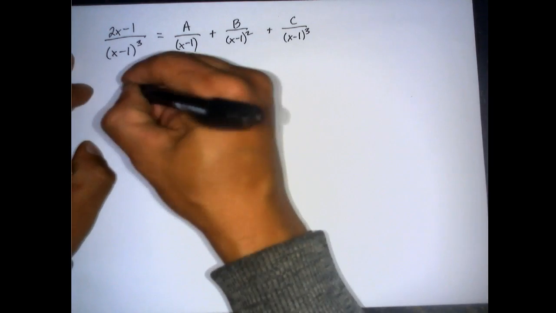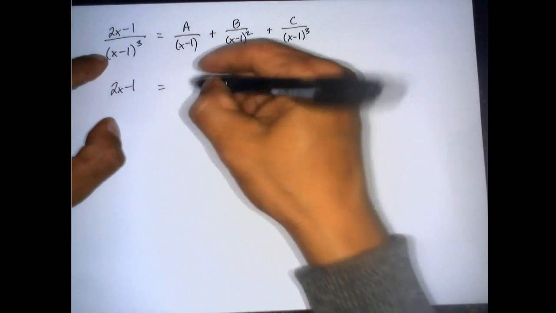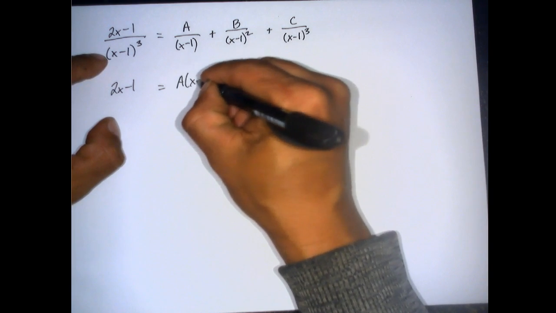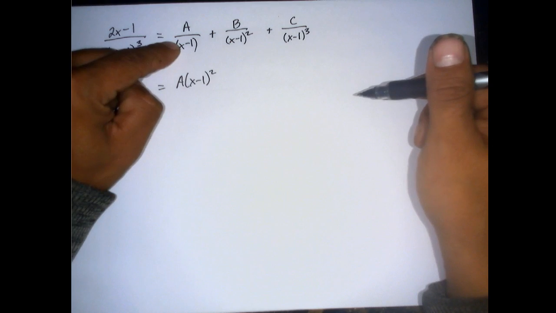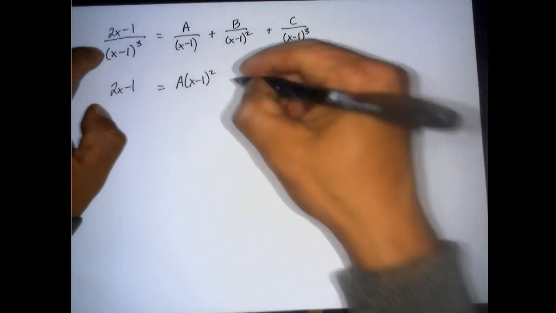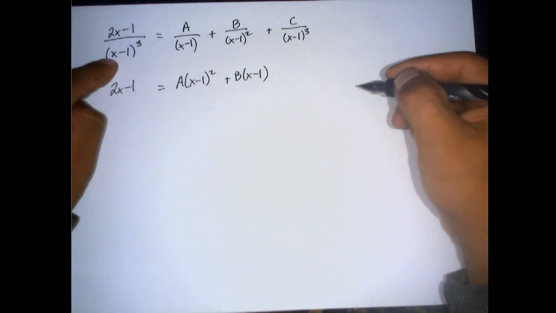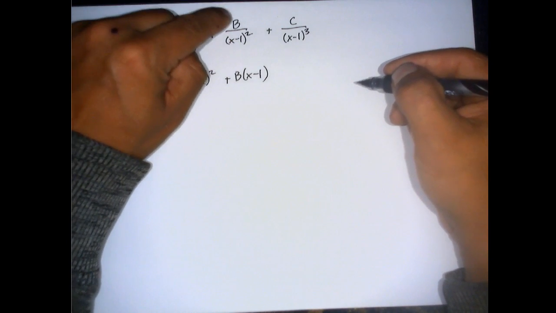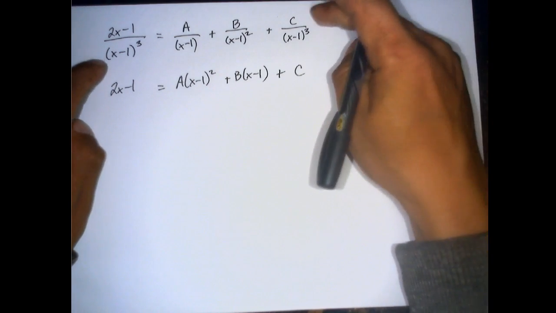So 2x minus 1 is going to equal a times x minus 1 squared, because x minus 1 cubed divided by x minus 1 is x minus 1 squared. Plus b times x minus 1, because x minus 1 cubed divided by x minus 1 squared gives b times x minus 1. And then plus c, because those are going to cancel there.